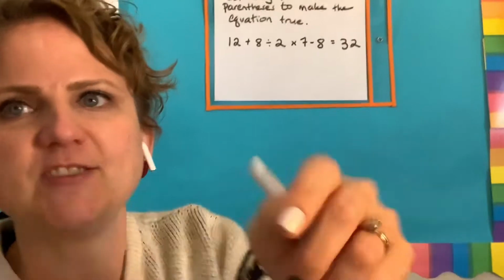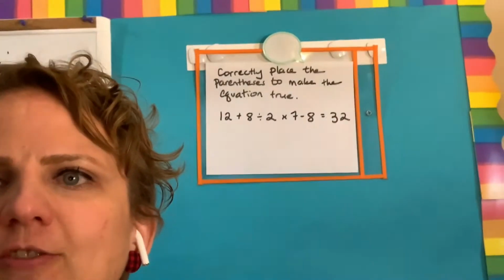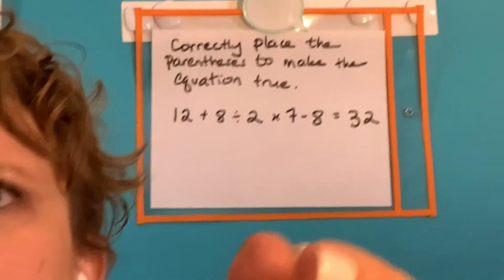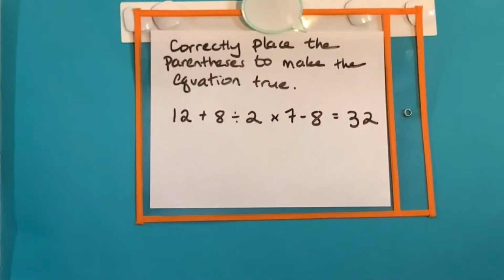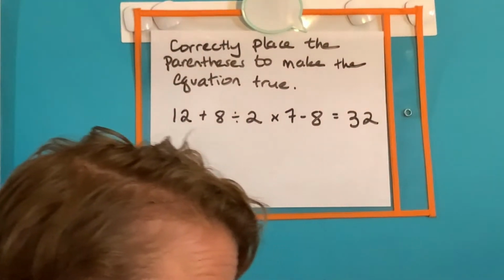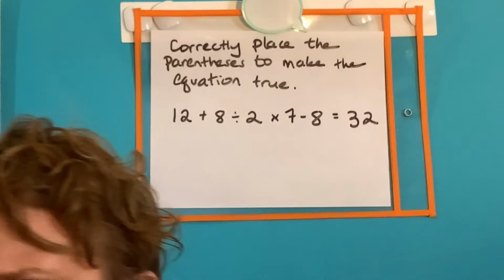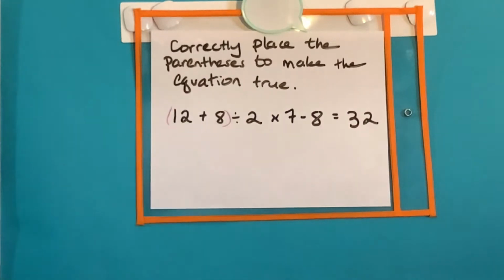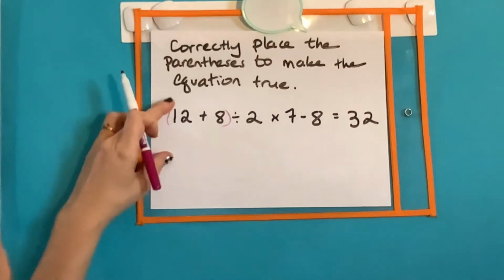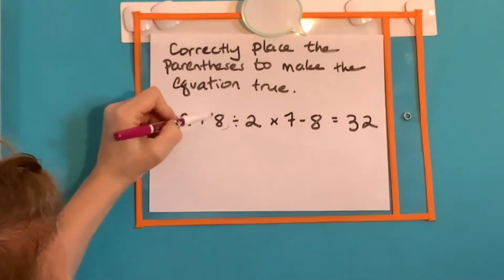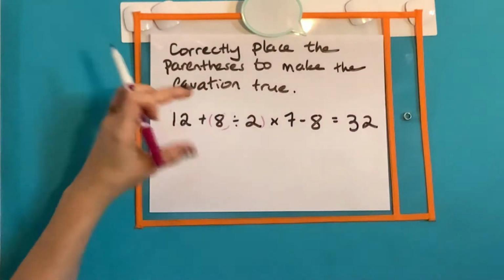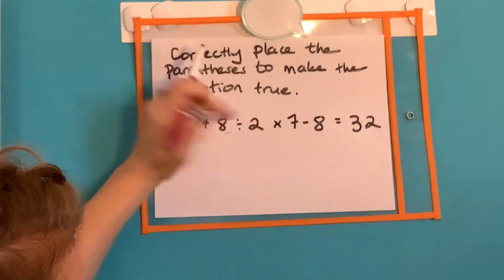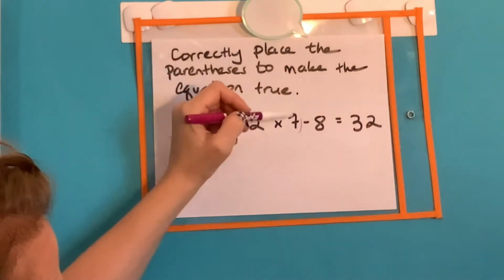So the instructions here say, sorry, I'm trying to adjust you. Correctly place the parentheses to make the equation true, okay? So what we're considering, I'm going to write on this a little bit, would be where might the parentheses go? Might they go here? Maybe, okay. Or might they go here? Maybe. Or here? Or here, right?